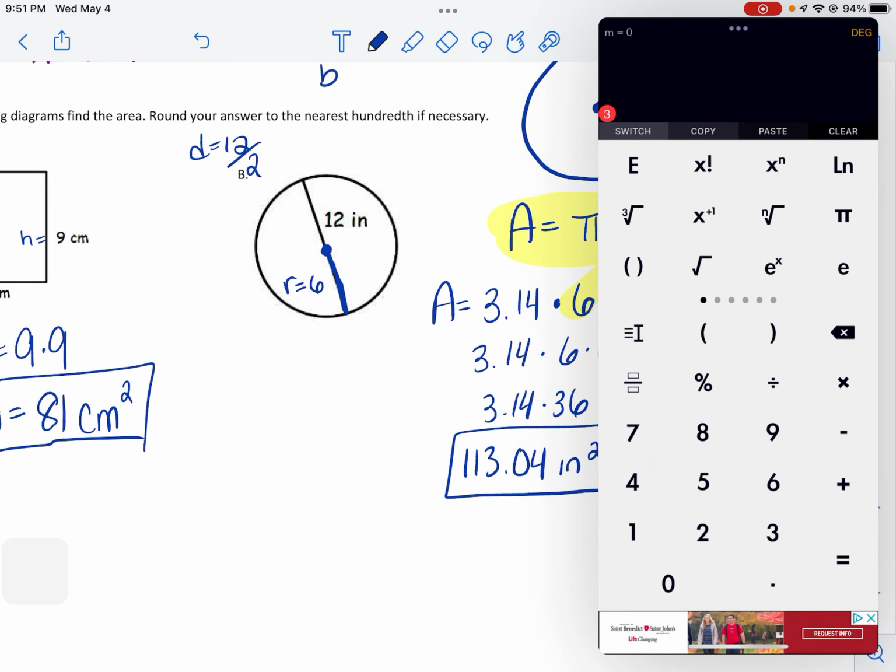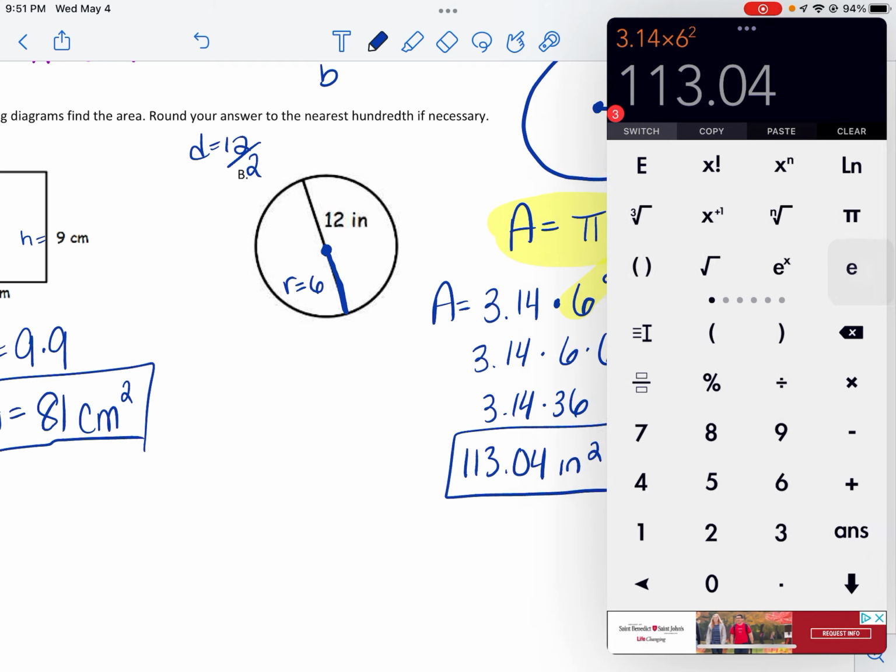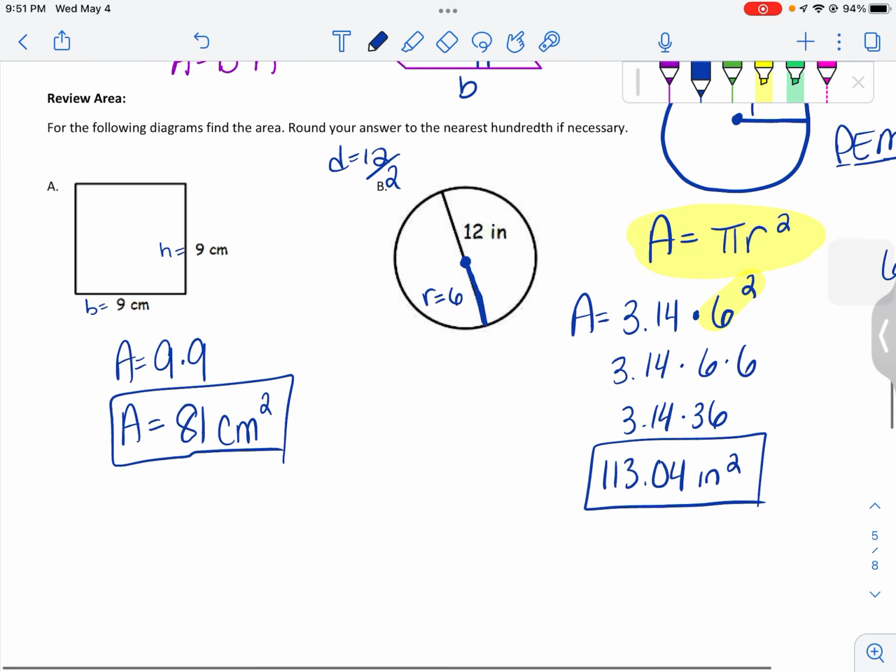Now some calculators do have an exponent button, so you could plug it in like that. You could do 3.14 times 6. On this calculator, I think the exponent button's right up here, so you do that and then do 6 to the second power. Notice that it's like up in the exponent, a smaller 2, and then we get the same answer. So that's an option too, but if you're unfamiliar with the exponent buttons on your calculator, stick to just multiplying the 6 times 6 out first.